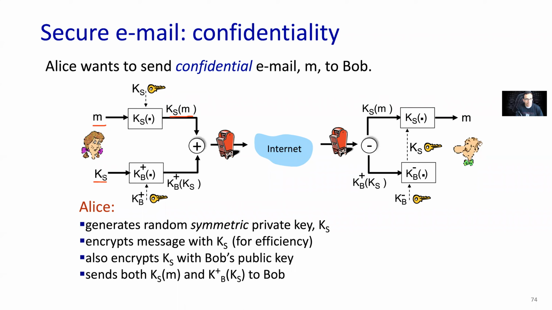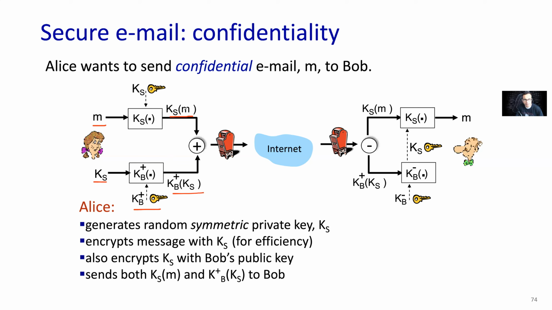Now, remember, this key needs to be communicated to Bob, and this key needs to be communicated using public key encryption. So here you notice, since Bob is the recipient, Alice is encrypting this key using Bob's public key, right? So what we have here is now an encrypted version of this symmetric key, which is encrypted using Bob's public key. So she's now sending two pieces of information.